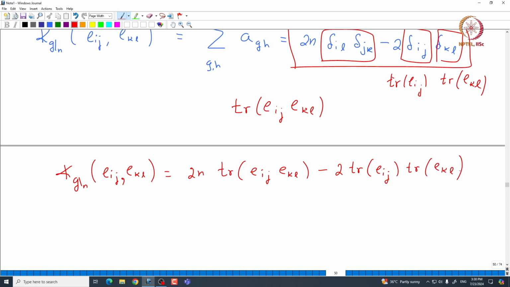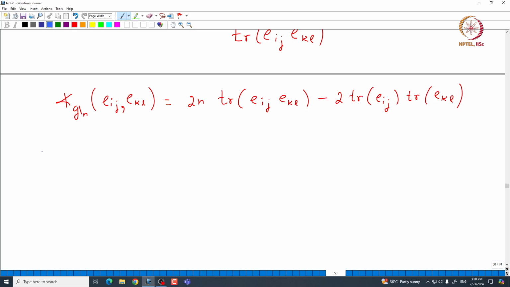For example, if we want to compute it for E12 and E21, which is what we needed for the SLN calculation, then you can see that the trace of E12, E21 is exactly equal to, you put E12 here, E21 here, and this becomes E11. So, this is 2n times the trace of E11, which is 1, and here the trace of E12 is 0, and the trace of E21 is also 0. So, you get exactly this.